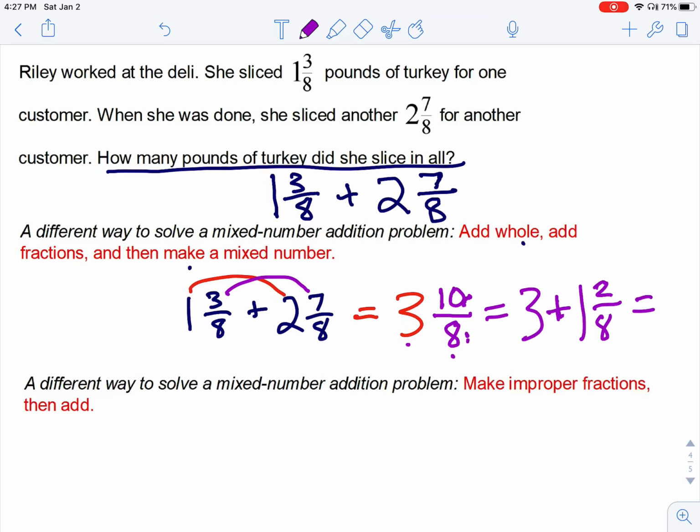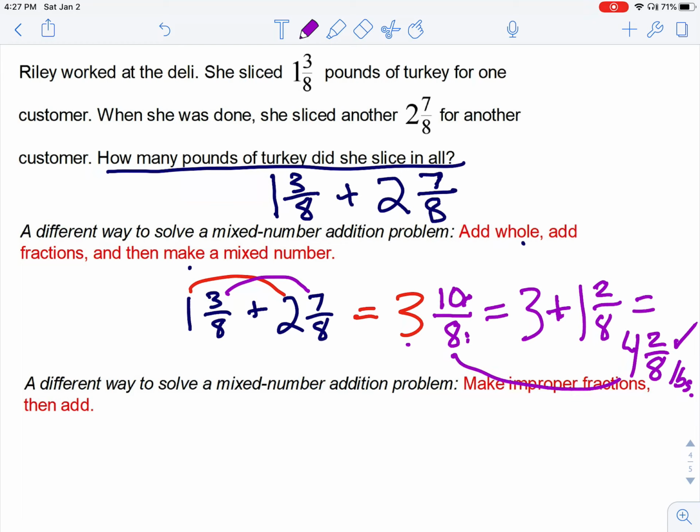or 4 and 2/8 pounds. I don't have room for my units, but I guess I could squeeze in LBF there. 4 and 2/8 pounds. So we got our answer again, but this time we got it a little faster just adding. This is a crucial step though.